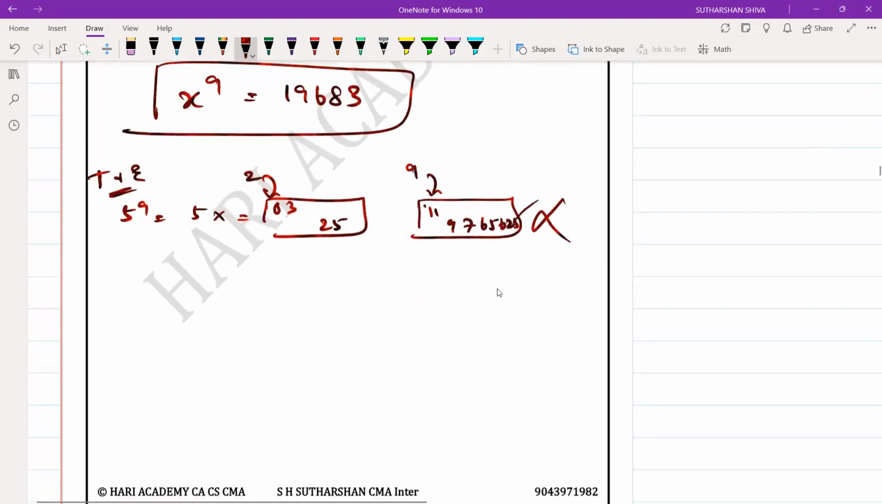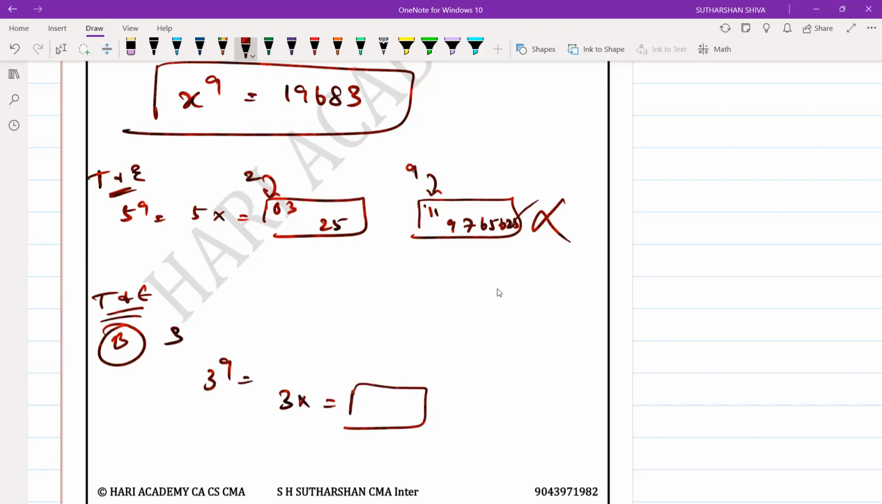Next, I will go with option B. What is my option B? My option B is 3. So 3 power 9. 3 into 3 equal to, it is nothing but 9. When it is 3, it is nothing but a square. Now you need to make it around 9. If it is 9, up to 11 in the corner of the calculator, you need to press.